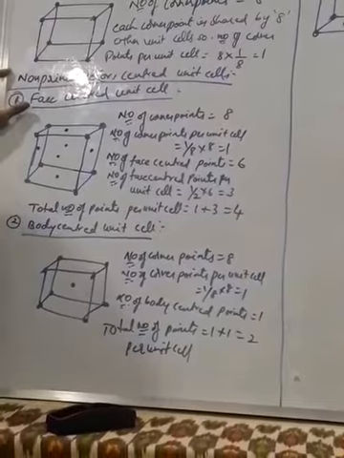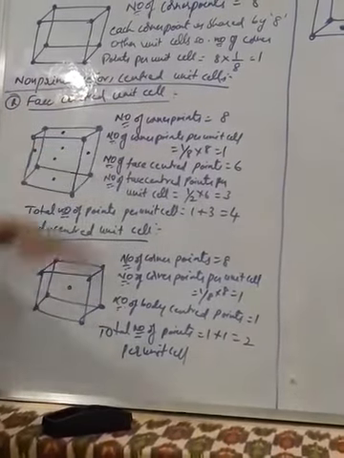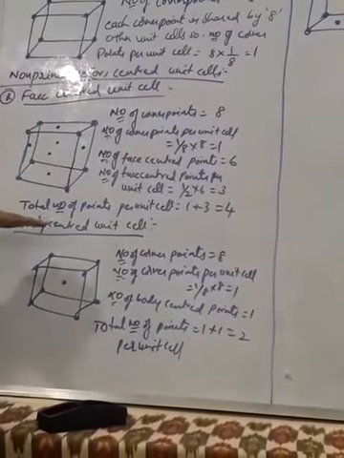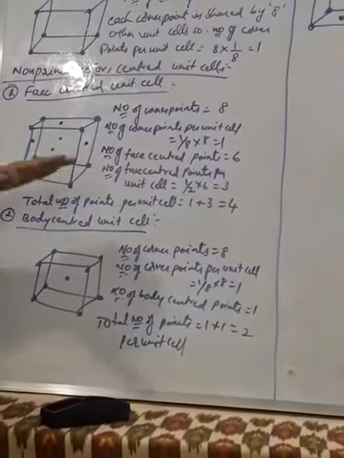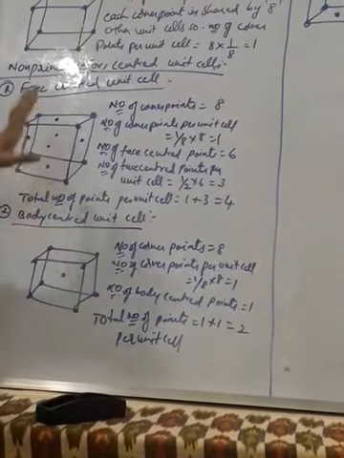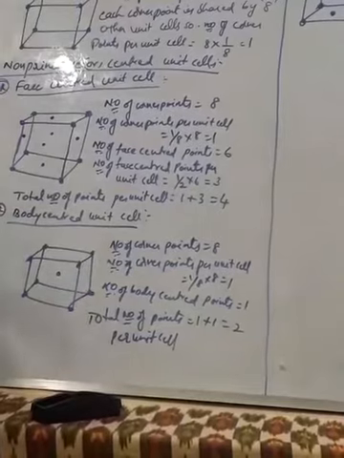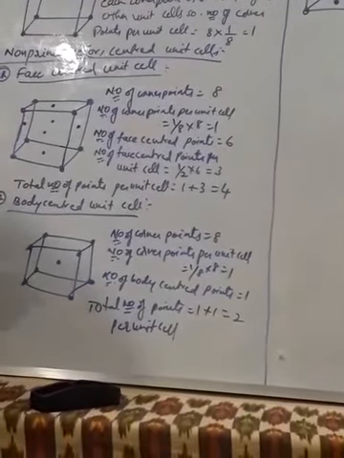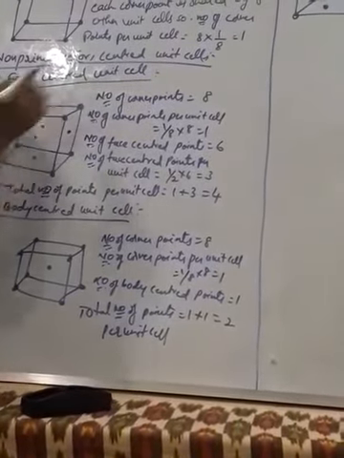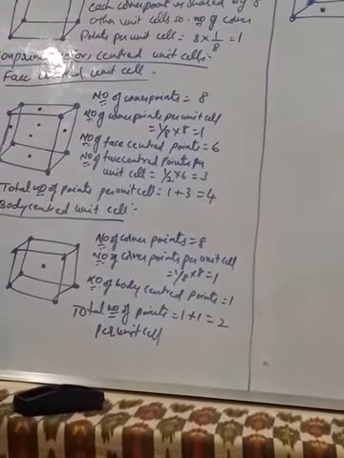Next, coming to non-primitive or centered unit cells. In this type of unit cell, along with the corner points, lattice points are also present at the center. Okay, so based on that, these are classified again into 3 types: face centered unit cells, body centered unit cells, and end centered unit cells.